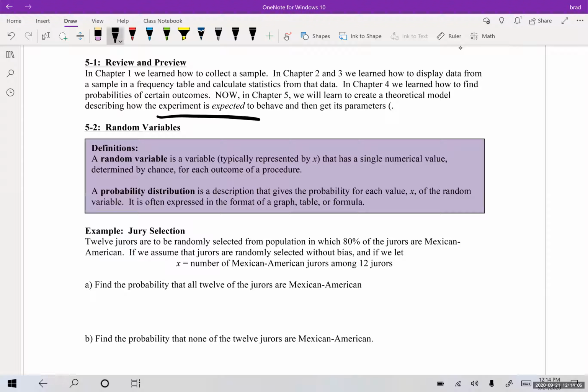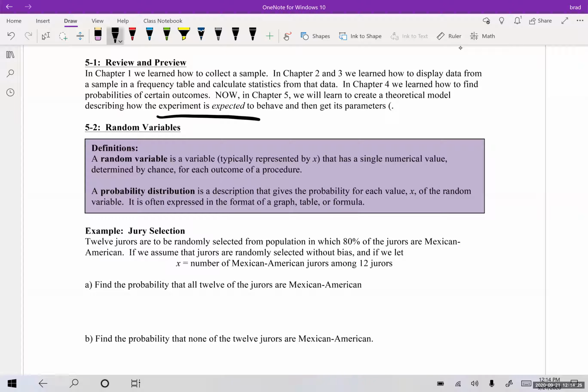So a random variable is a variable, typically represented by X in this book, that has a single numerical value determined by chance for each outcome of a procedure. A probability distribution is a description that gives the probability for each value X of a random variable. It is often expressed in the format of a graph, table, or a formula.